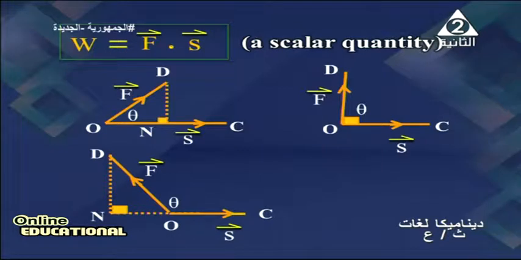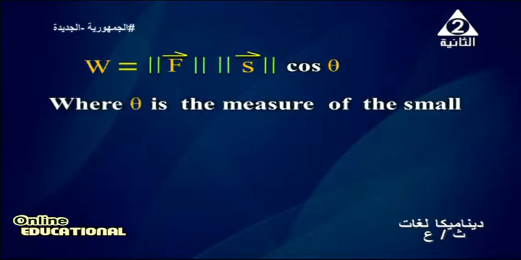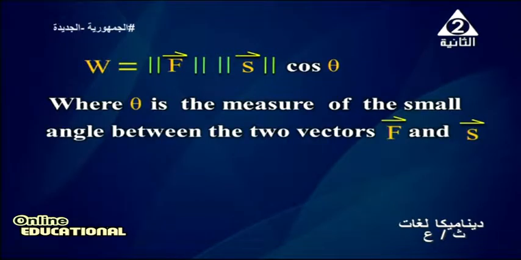Now we can use the definition of the scalar product and write the work W equals norm vector F multiplied by norm vector S times cosine of their included angle theta, where theta is the measure of the smaller angle between the two vectors, F vector and S vector.